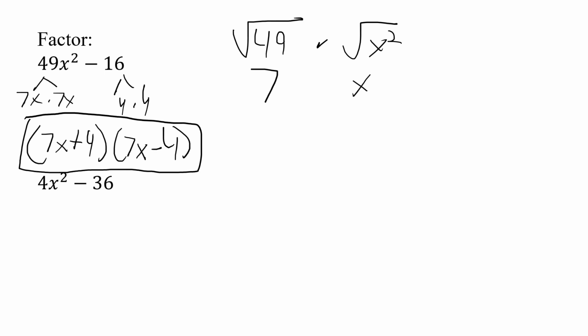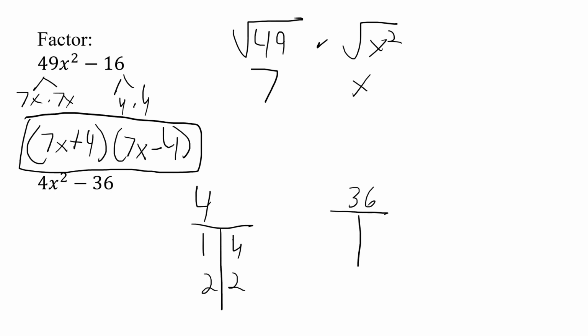Let's take a look at 4x squared, and let's take a look at 36. So factors of 4x squared, I'm going to ignore the x squared for now, and I'm just going to look at the numbers, okay? We have 1 and 4. We have 2 and 2. Let's take a look at 36. We have 1 and 36. We have 2 and 18. We have 3 and 12. We have 4 and 9. And we have 6 and 6.